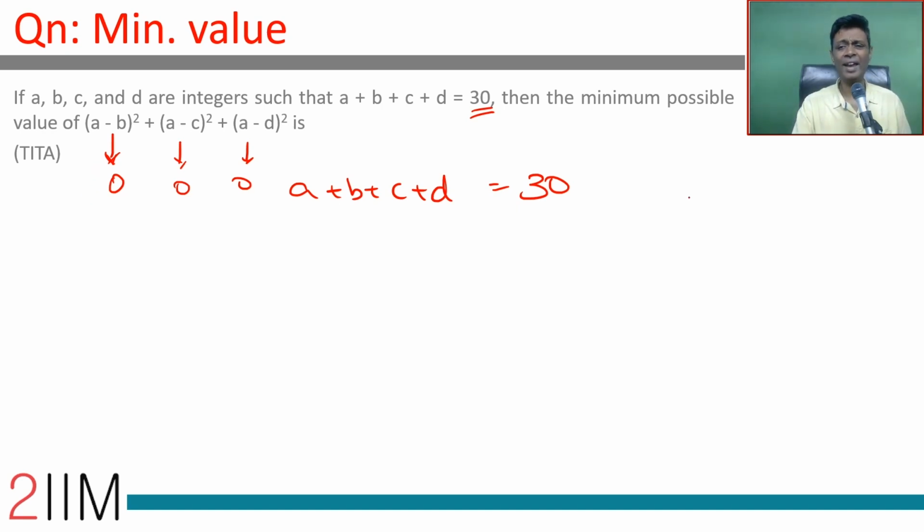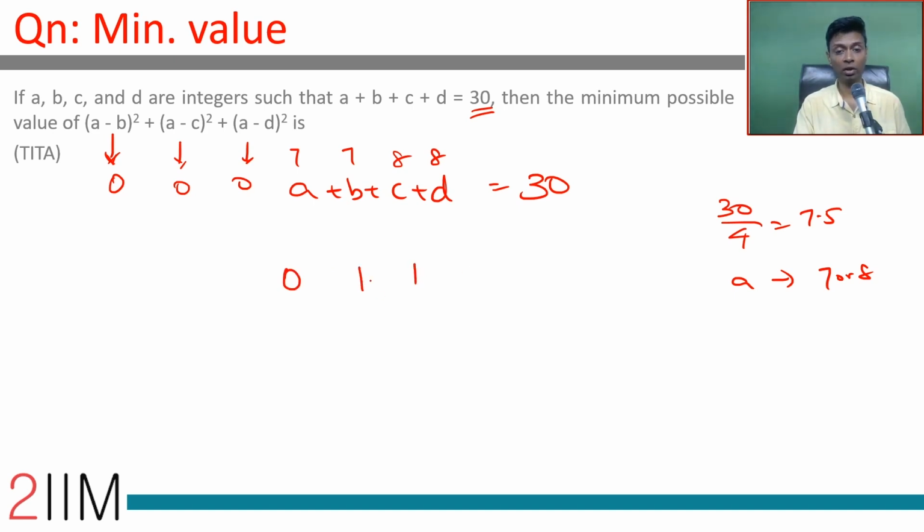Now, so we should find a to be as close to b, c, d as possible, and all four numbers to be very close to each other. 30 by 4, 7.5. So we should peg it at 7 or 8. All four at 7 or 8. We have 2 7s and 2 8s, this will work. 7, 7, 8, 8. A minus b whole square be 0. A minus c whole square is 1. A minus d whole square is 1. 0 plus 1 plus 1 is 2.